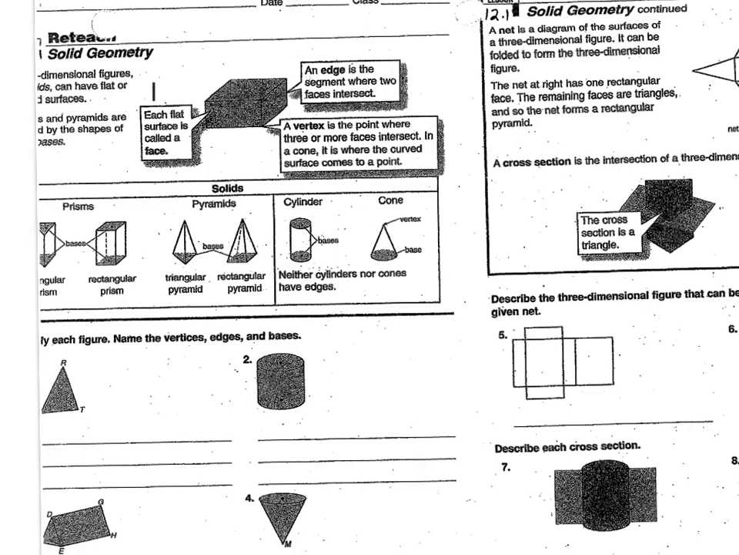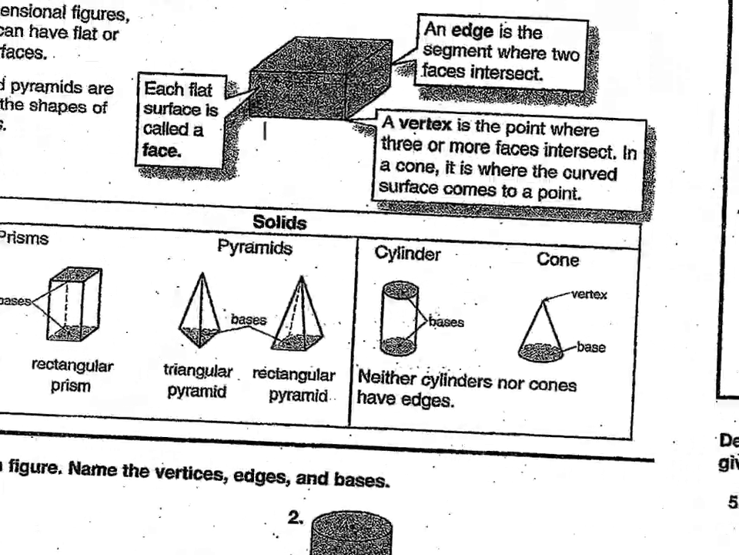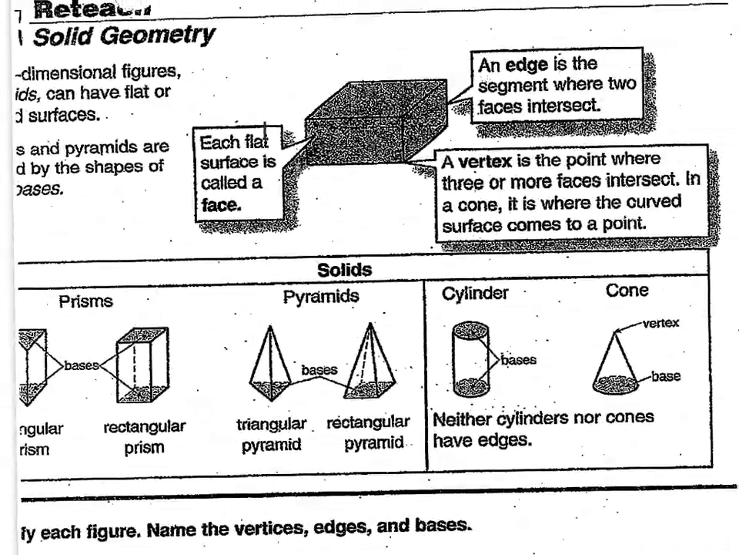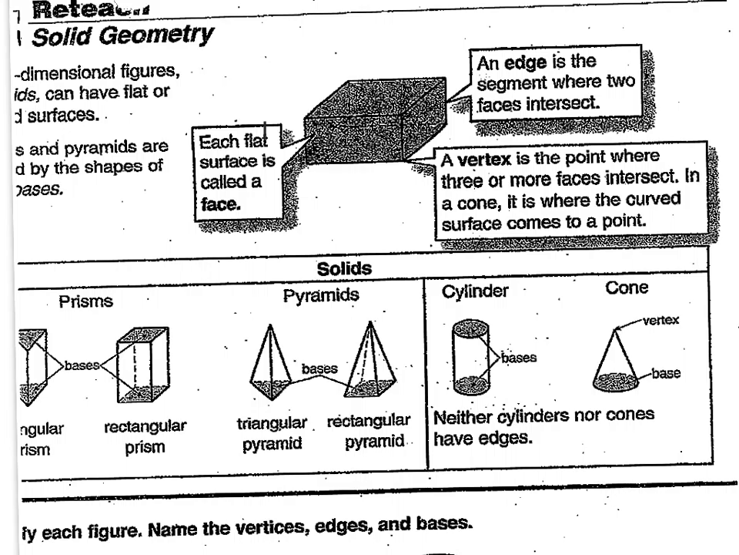A prism. It says three-dimensional figures. Each flat surface is called a face. The edge is a segment where two faces intersect. The vertex is a point where three or more faces intersect. In a cone, it is where the curved surface comes to a point.